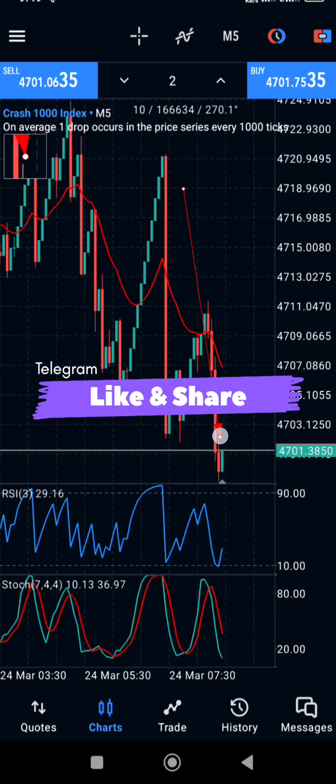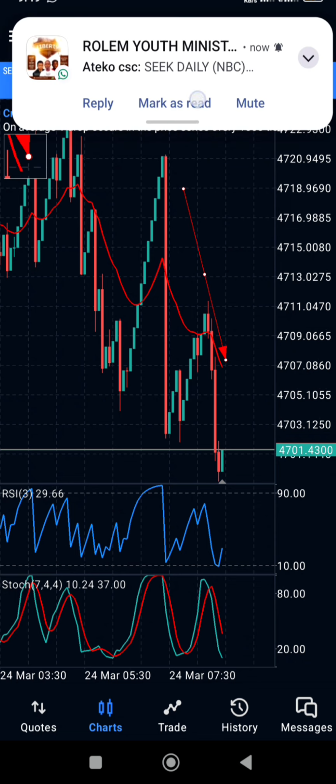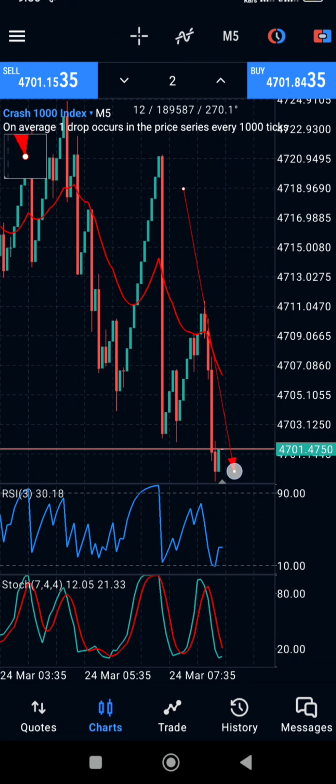So if you have the patience, you can leave it till it gets to this point, which is the resistance level of the moving average. When it gets to the resistance level of the moving average, then you can go for another sell. So when it comes to trading, you don't need to rush.